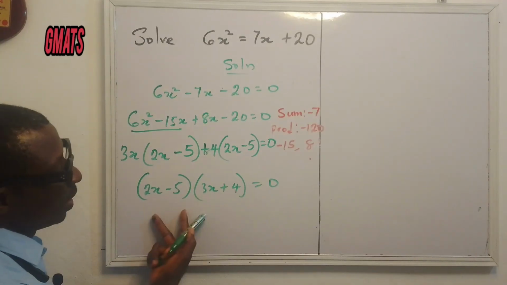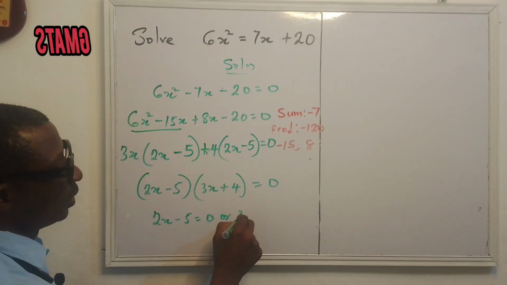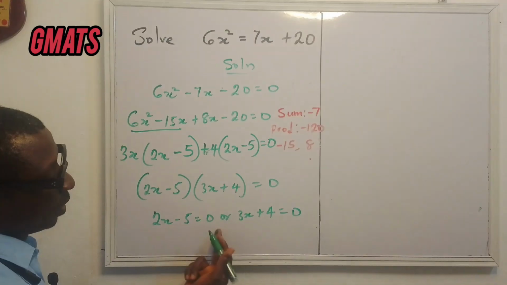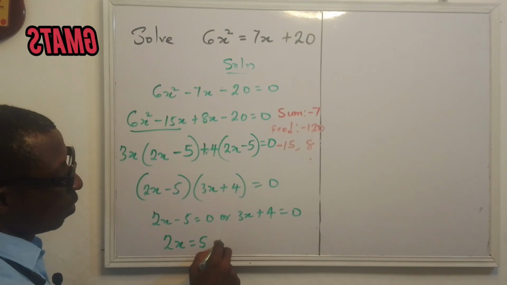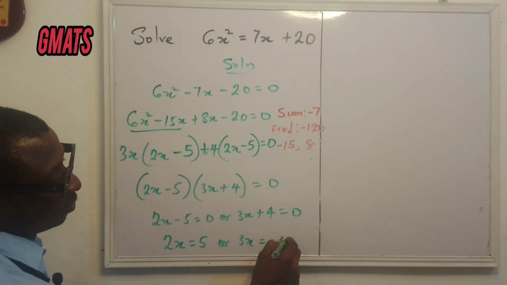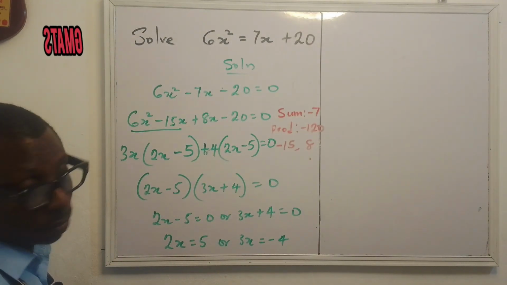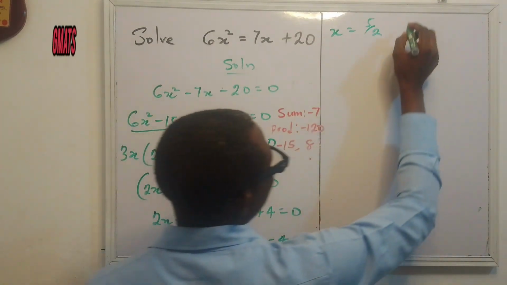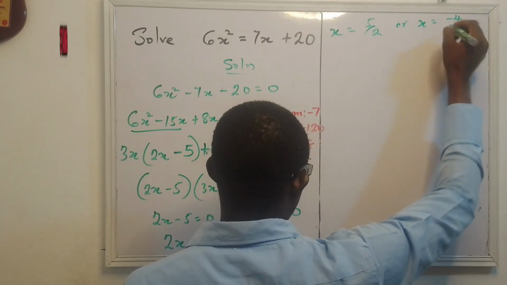Alright, so two numbers are multiplying each other to have 0. So it's either 2x minus 5 equals 0 or 3x plus 4 equals 0. So here you can add 5 to both sides. So you have 2x equals 5, or 3x here, you subtract 4 from both sides, equals negative 4. So now the next thing here, you divide both sides by 2. If you do that, you have x equals 5 over 2. And here, you divide both sides by 3. You have x equals negative 4 over 3.